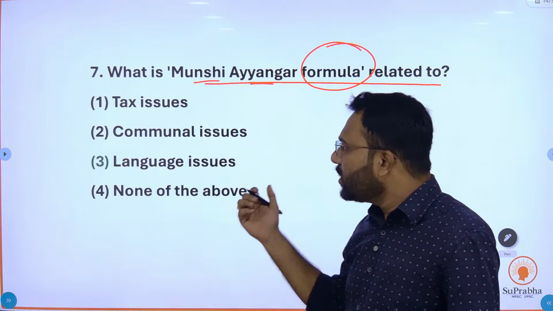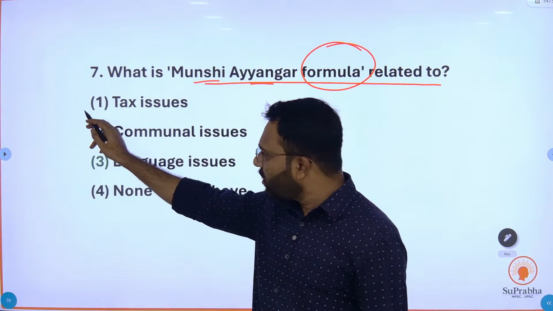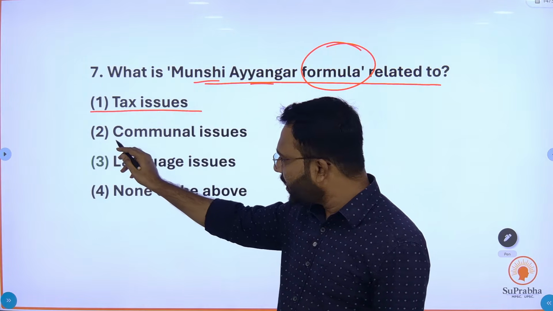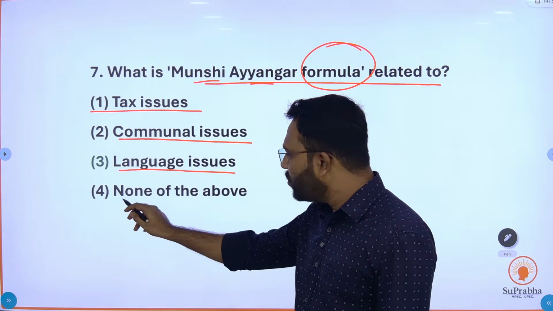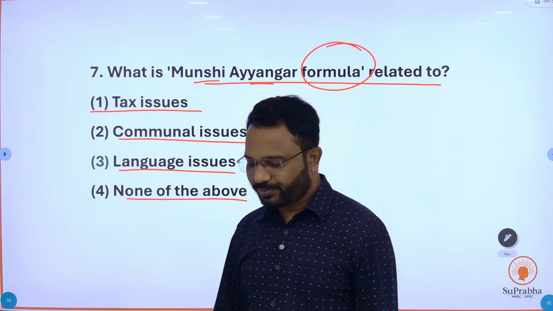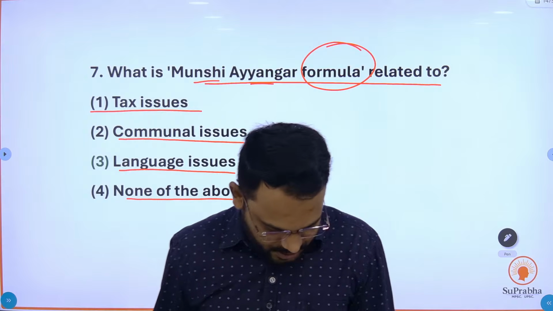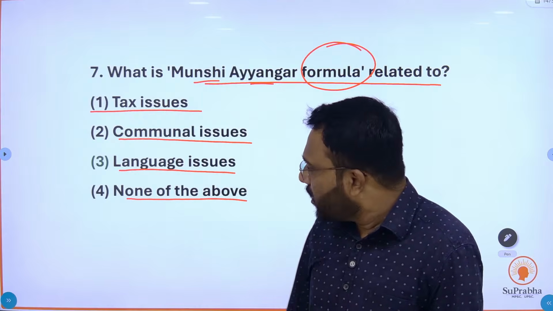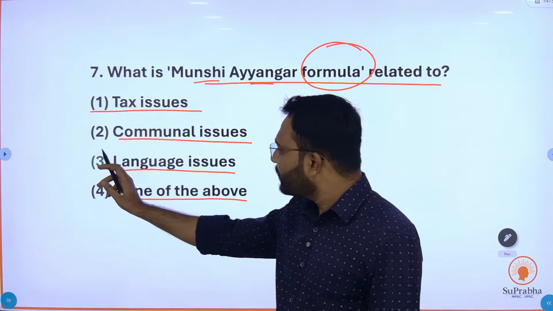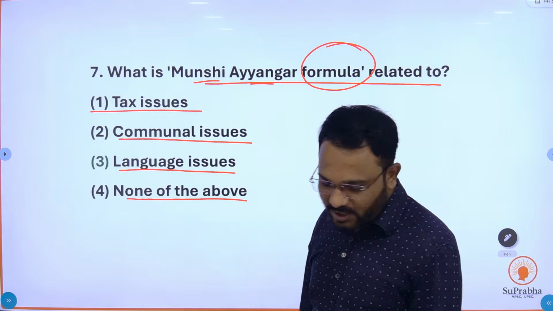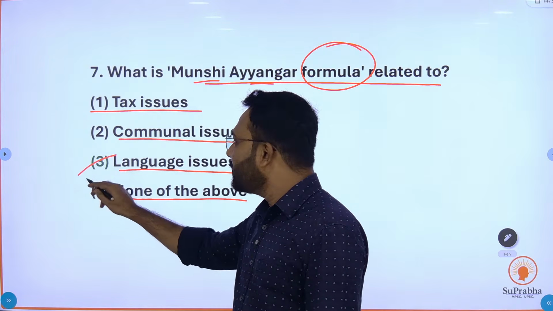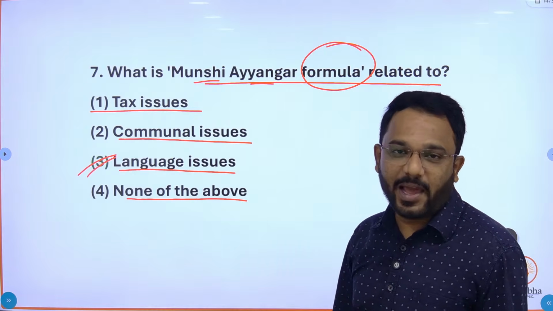So here they have given you options. The first option is tax issues, second is communal issues, third is language issue, and fourth is none of the above. Yes Tanish, language, you are giving the right answer. The right answer is option number 3, language.